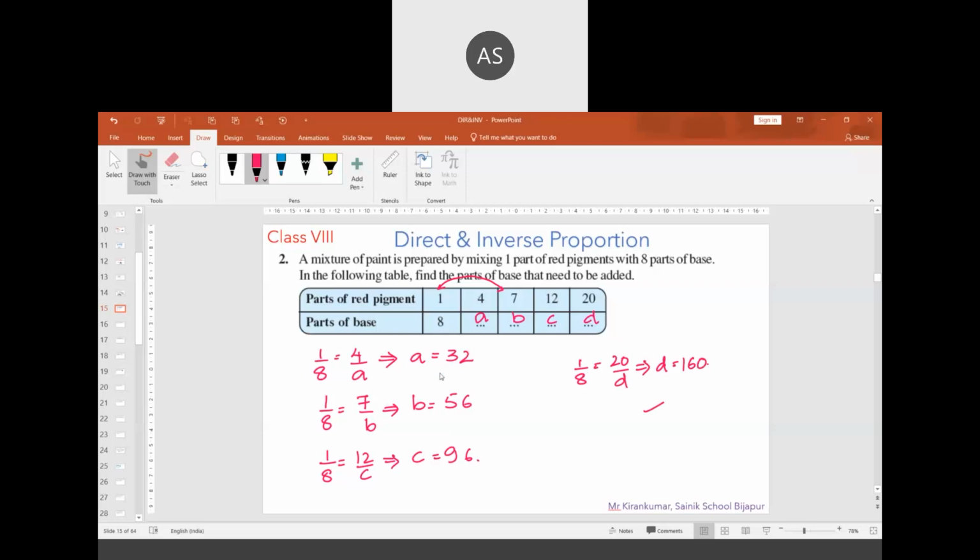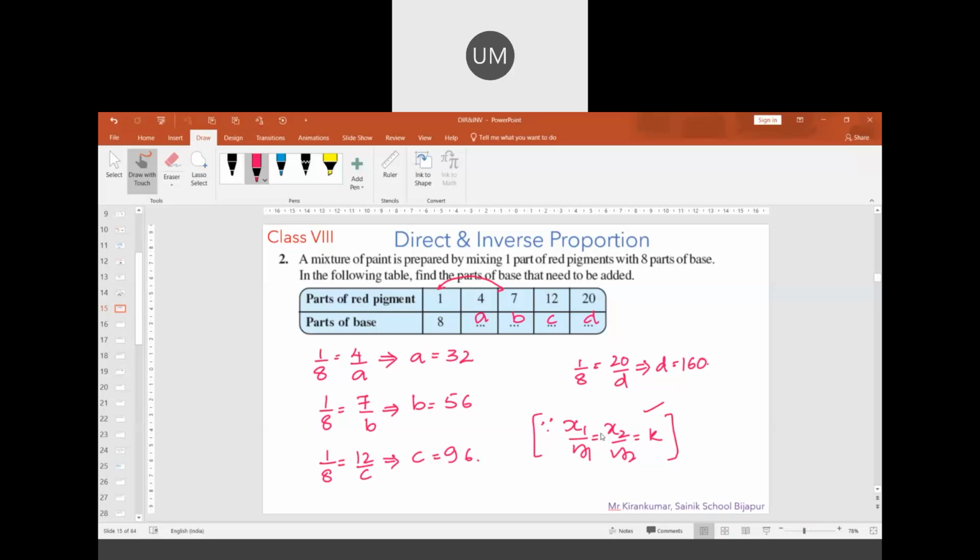D is equal to 160. Easy. We are able to do this because I am writing the reason here. X1 by Y1 will be equal to X2 by Y2, which is equal to a constant. X3 by Y3 is equal to constant. Okay. Any doubt?